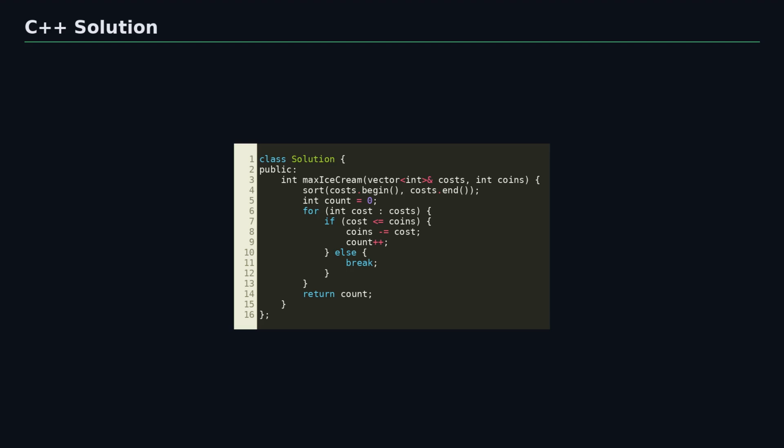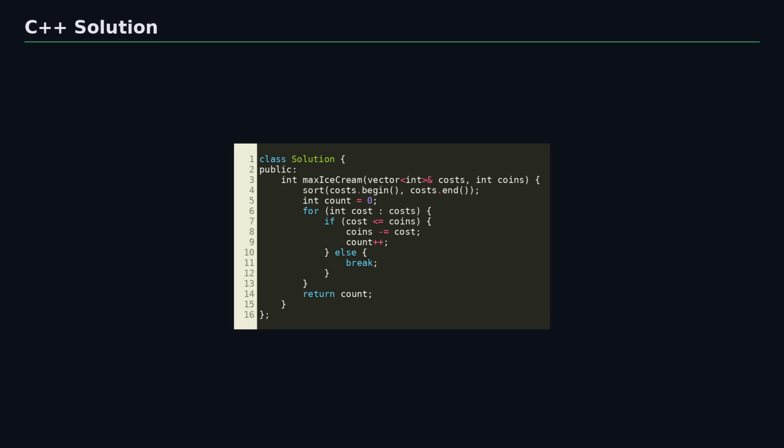Now, let's take a look at the code. We start with a class solution and a function max ice cream that takes an array of costs and an integer coins as input. The first line of the function is where we sort the costs array in ascending order using the built-in sort function in C++.